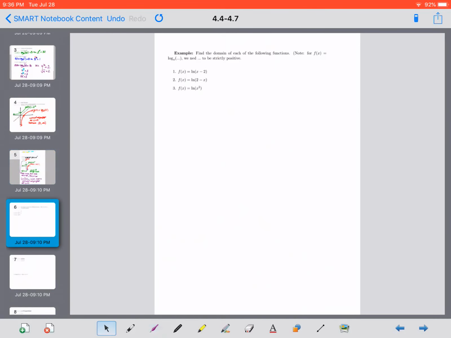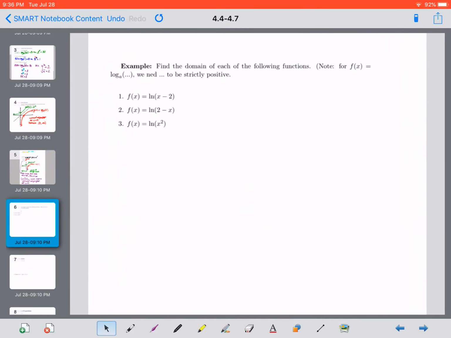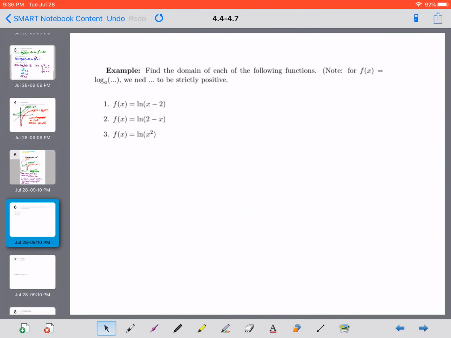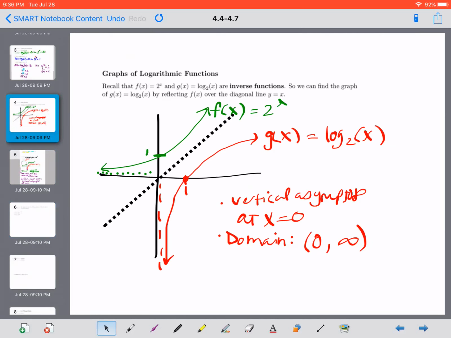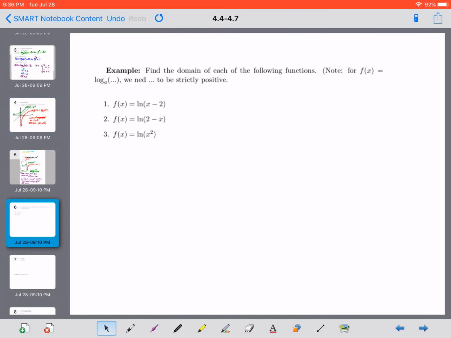Okay, let's do a few more examples. We're going to find the domain of each of the following functions. So these are ln functions that have been changed around in some way. So for example, ln of x minus 2 or ln of 2 minus x or ln of x squared. Now remember that in general for any log function, we need whatever's inside the parentheses to be positive, because log functions are only defined for positive x values. They're not defined when x is equal to 0, and they're not defined for negative x values. So we can find the domain of each of these functions by just taking what's inside the parentheses and making sure it's strictly positive. That is, making sure it's greater than 0.